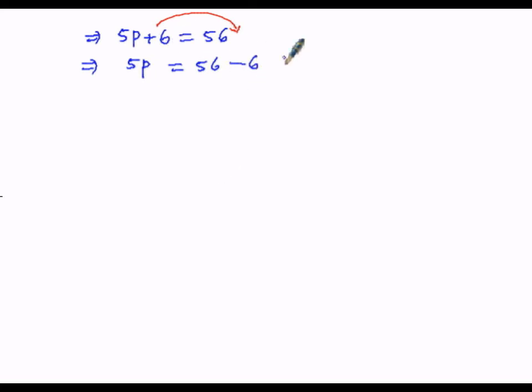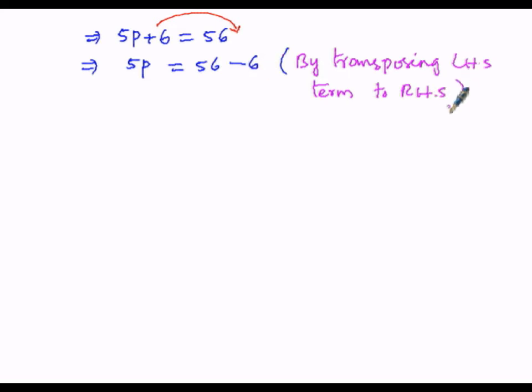So here, by transposing the LHS term plus 6 to the RHS, it becomes minus 6. Then by further simplification, 5p equals 56 minus 6, where 6 is negative and 56 is positive. Plus into minus is minus, so subtract: 56 minus 6, greater minus least, is 50. When we subtract 6 from 56, we get 50.